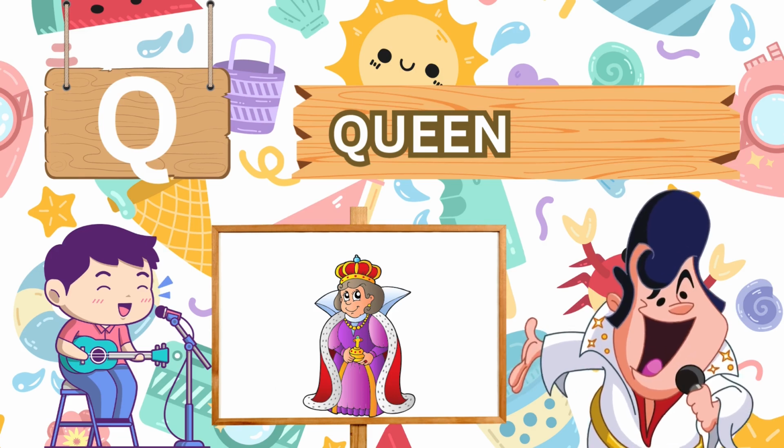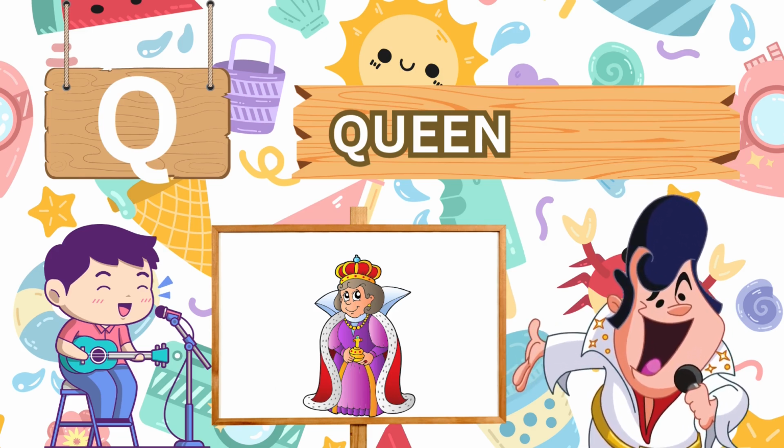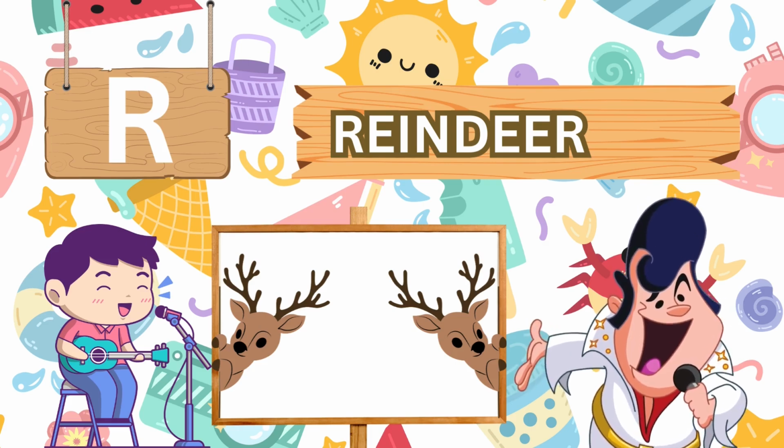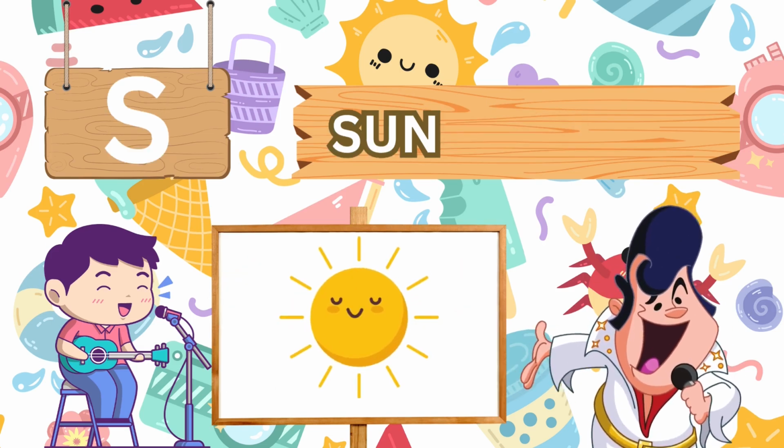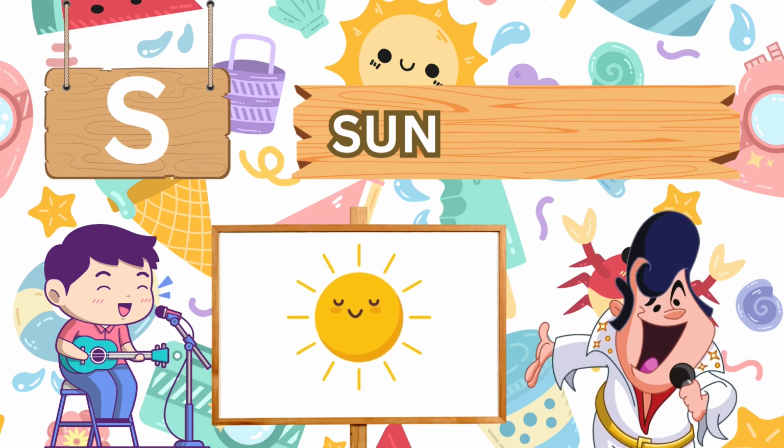This is the letter Q. Q is for queen. Say again, queen, queen. This is the letter R. R is for reindeer. Say again, reindeer, reindeer. This is the letter S. S is for sun. Say again, sun, sun.